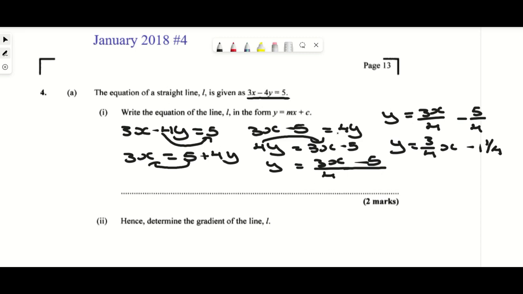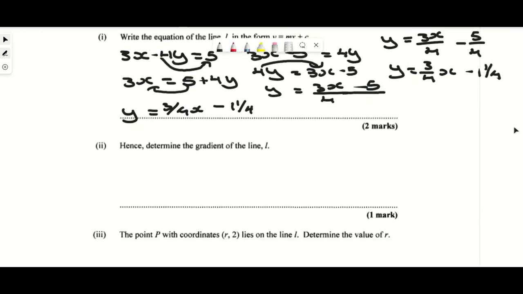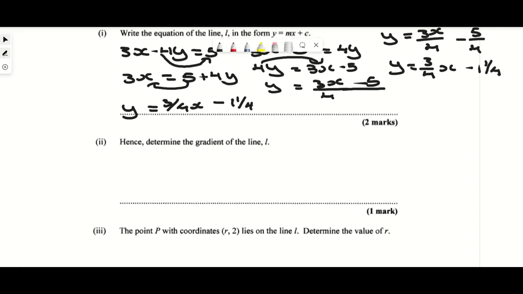Right? So this would be my equation of my line. Y is equals to 3 over 4x minus 1 1/4. Right? Or you could leave it as 5 over 4. Now the next thing that we're going to do is hence determine the gradient of the line. We know gradient of the line is the coefficient of x, so we know your gradient, or m, is equals to 3 over 4. Right?